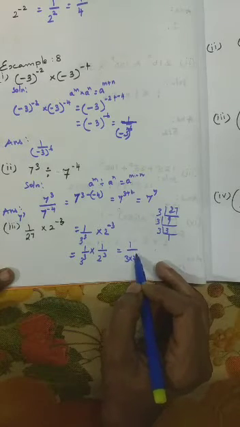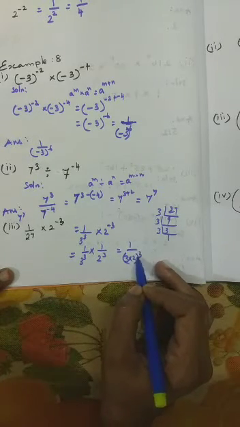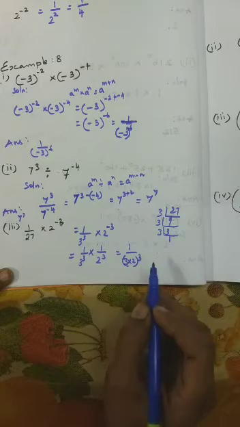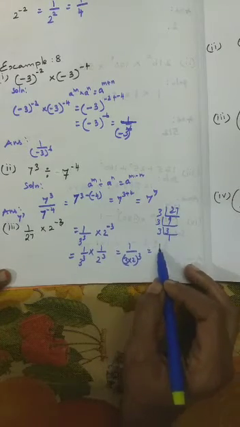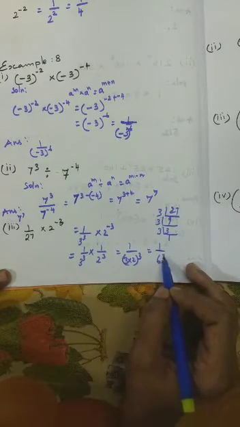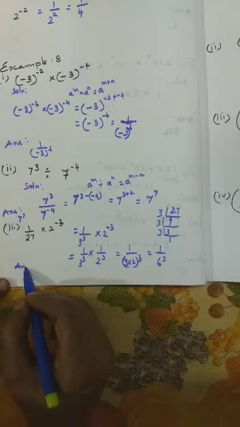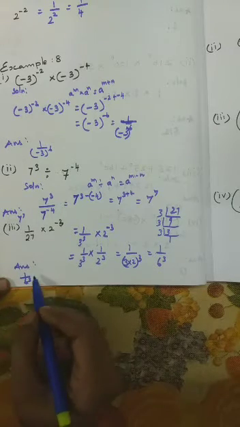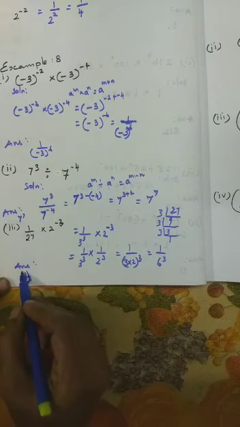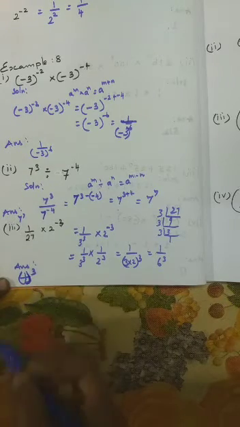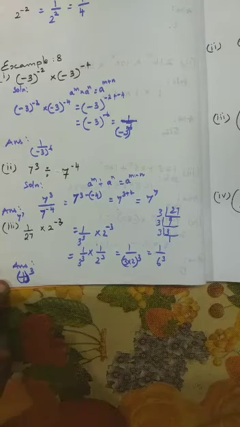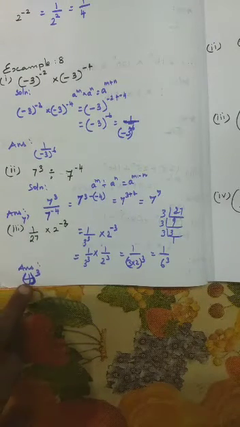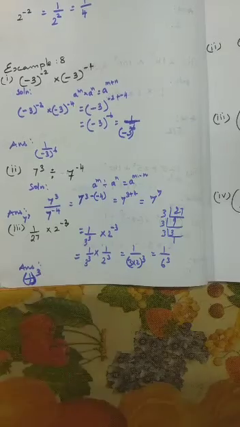3 into 2. The powers are same, isn't it? You can write 3 into 2 power 3. So 1 by 6 power 3. So the answer is 1 by 6 power 3. You can write this as 1 by 6 the whole power 3 also. 1 power 3 is 1 only, isn't it? So we can write this as 1 by 6 the whole power 3.